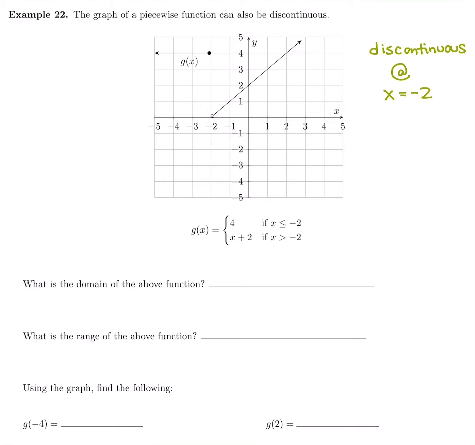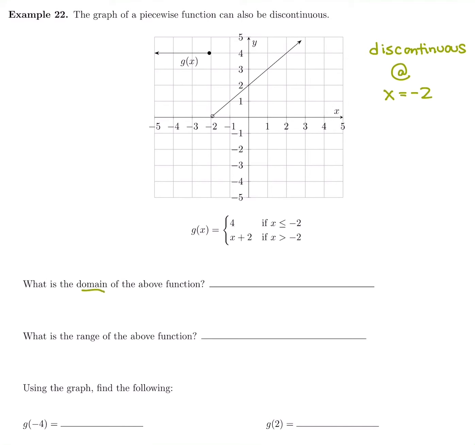So we're going to look at our two pieces. The first piece says that g of x is 4 as long as x is less than or equal to -2, and g of x is x plus 2 if you want to plug in an x value bigger than -2. That first piece, it is 4 as long as x is less than or equal to -2. So we're going to include -2 in our domain from that part. And then from x values bigger than -2, we're going to plug into the function x plus 2.